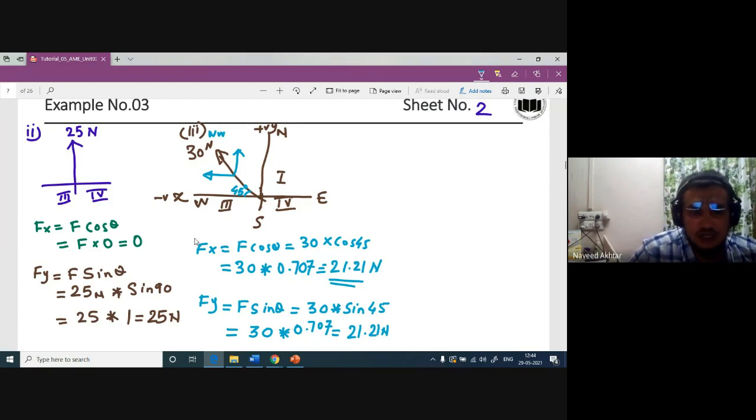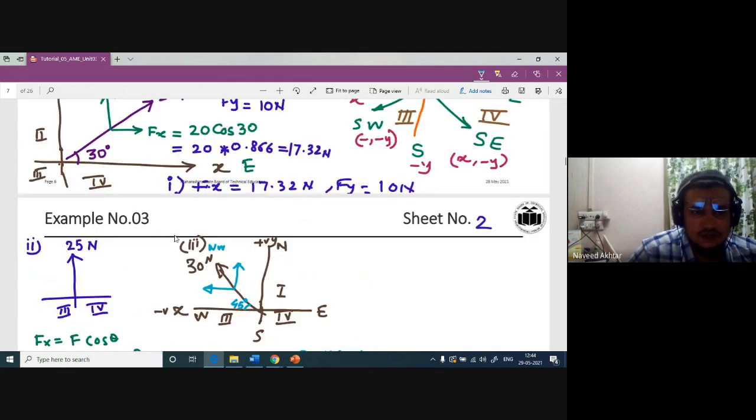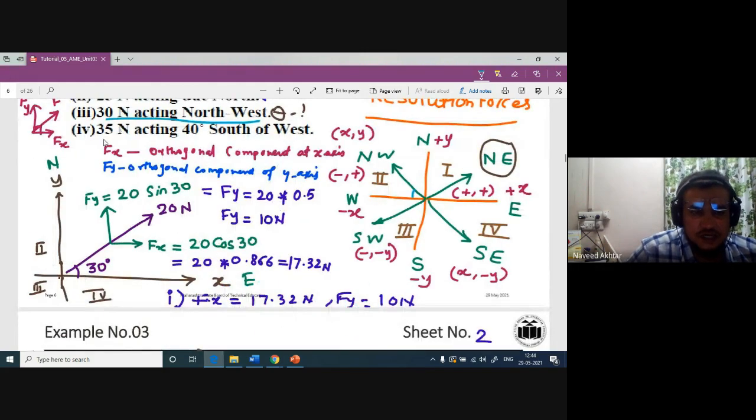Now we will resolve another force. It is given 35 Newton acting southwest with 40 degrees. Which is our southwest direction? It is in the third quadrant. Both values will be negative.